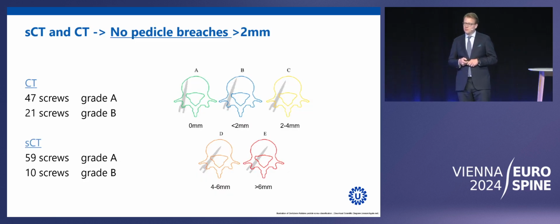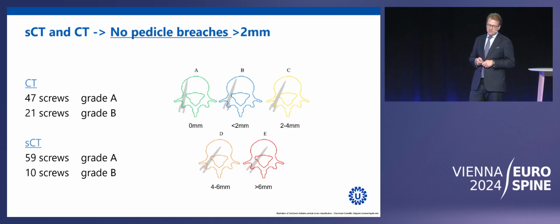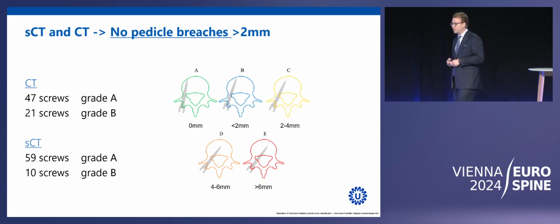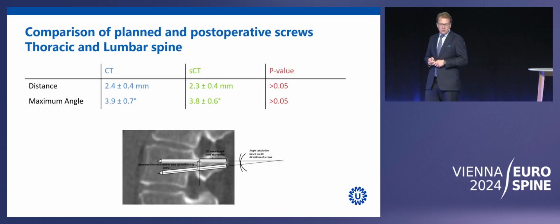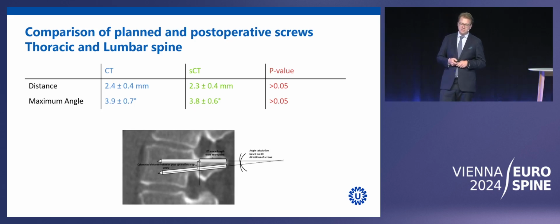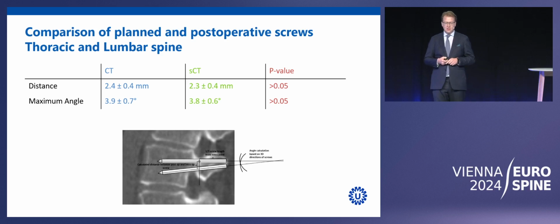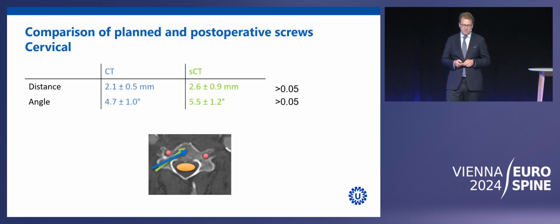So we saw no pedicle breaches more than 2 millimeters with any of the techniques in the thoracic and lumbar spine. Some grade B breaches, but those are considered clinically not significant. But when we compare the planned and the postoperative screw position in terms of accuracy, we saw that with this technique, the average accuracy with the CT system is about 2.4 millimeters with an error of about 4 degrees. And with the synthetic CT, which is MRI based, the error is similar.